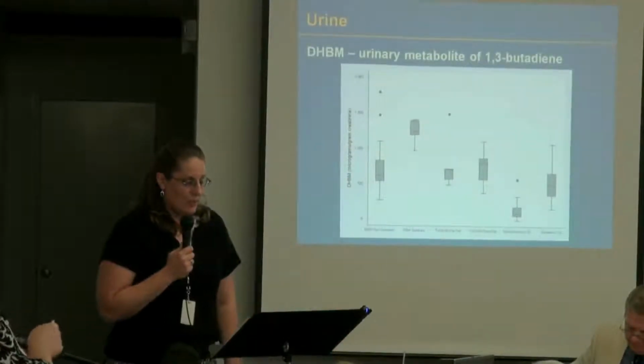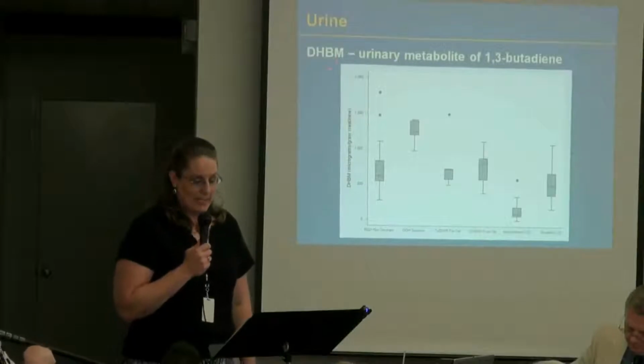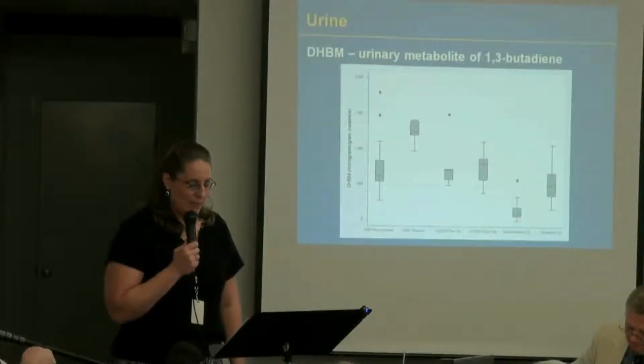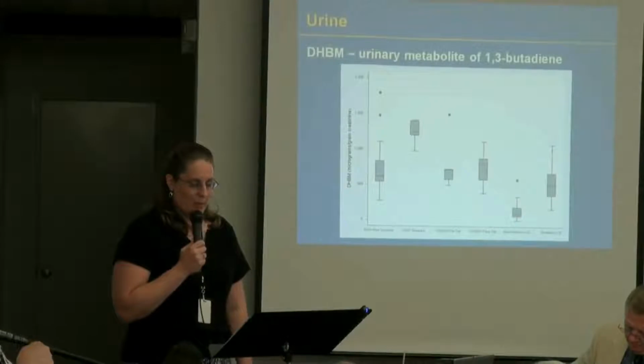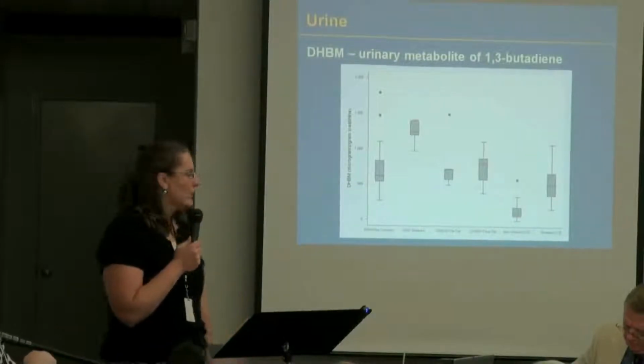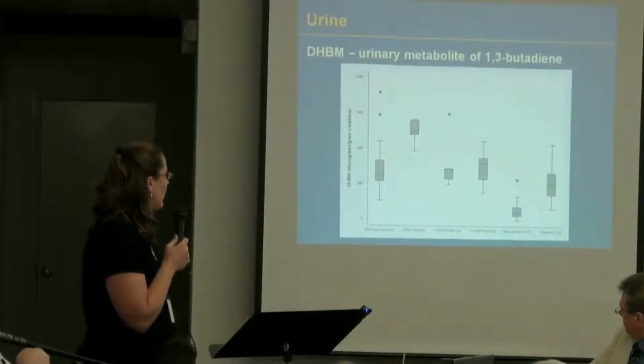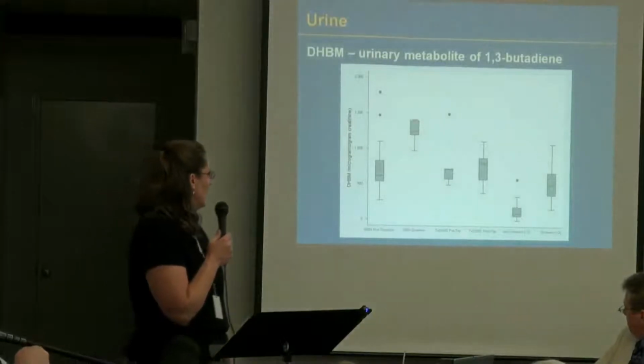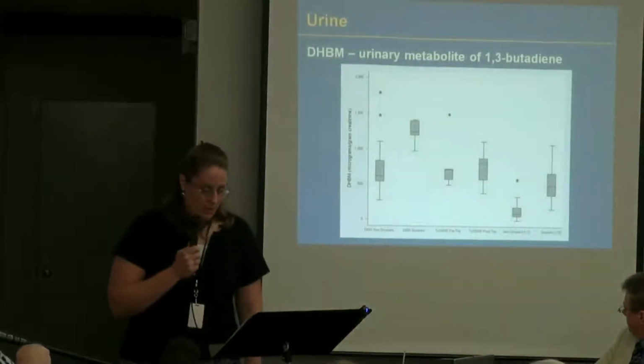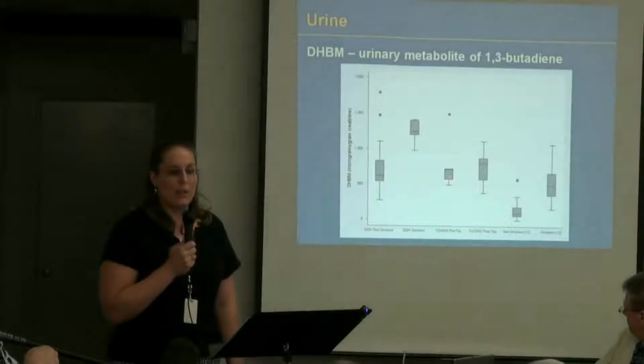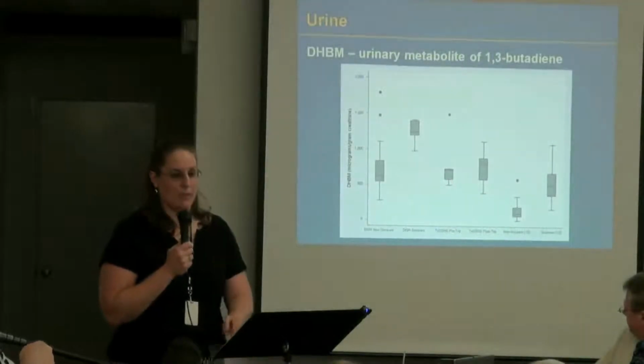This is the results for DHBM, which is a urinary metabolite of 1,3-butadiene. And DHBM results for non-smokers were similar to the levels of DSHS staff before we left Austin. 1,3-butadiene is also a component of tobacco smoke, so we expect to see higher levels in smokers.